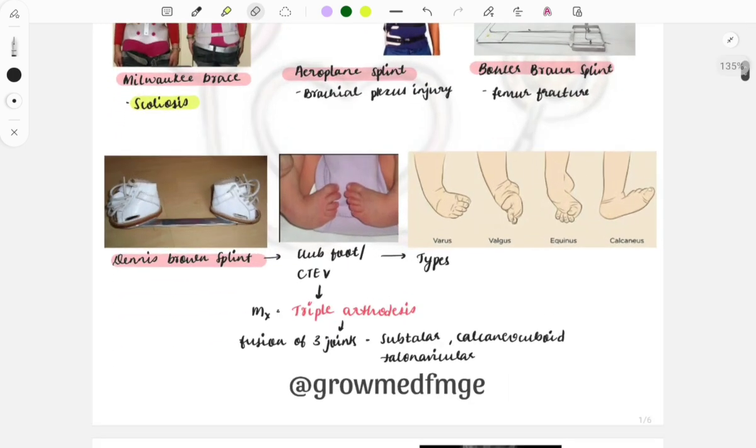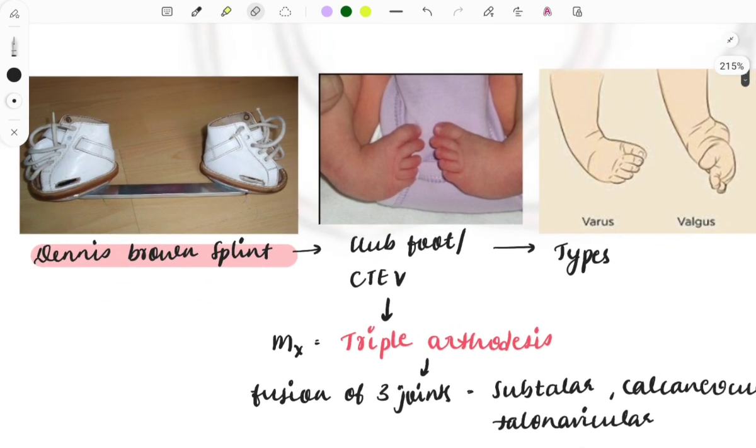Then moving on to another important splint, that is the Denis Browne splint. This is the image of this splint, and it is used to treat club foot, which is also called CTEV, congenital talipes equinovarus. This is the club foot, and what we will be doing is putting this splint to make the foot straight.